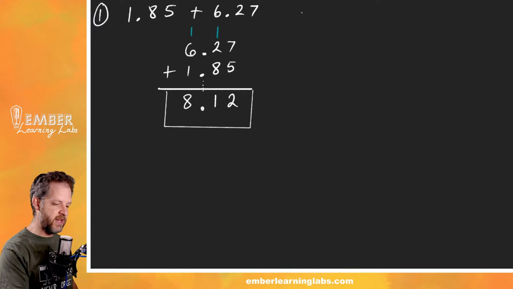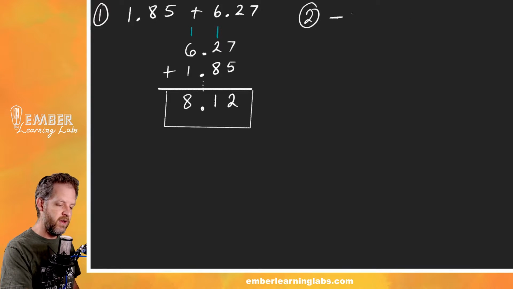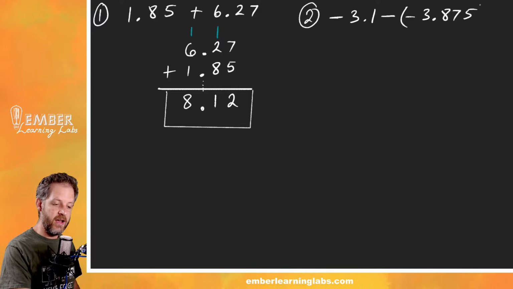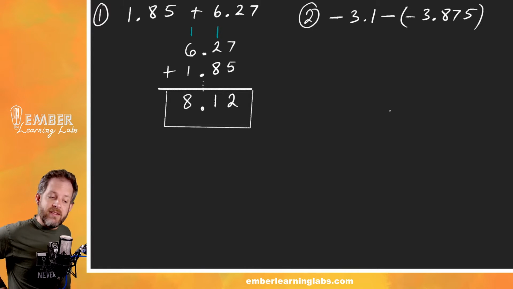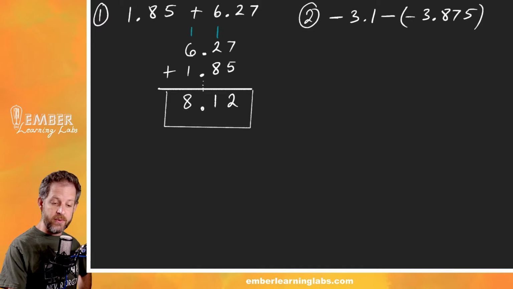Let's do a second example. We'll throw in some negatives into this one. How about negative 3.1 minus negative 3.875. Okay, so what do we need to do first, before we even stack them? Since we've got a negative in the middle, what do we do with that? Well, we ka-chink that thing.